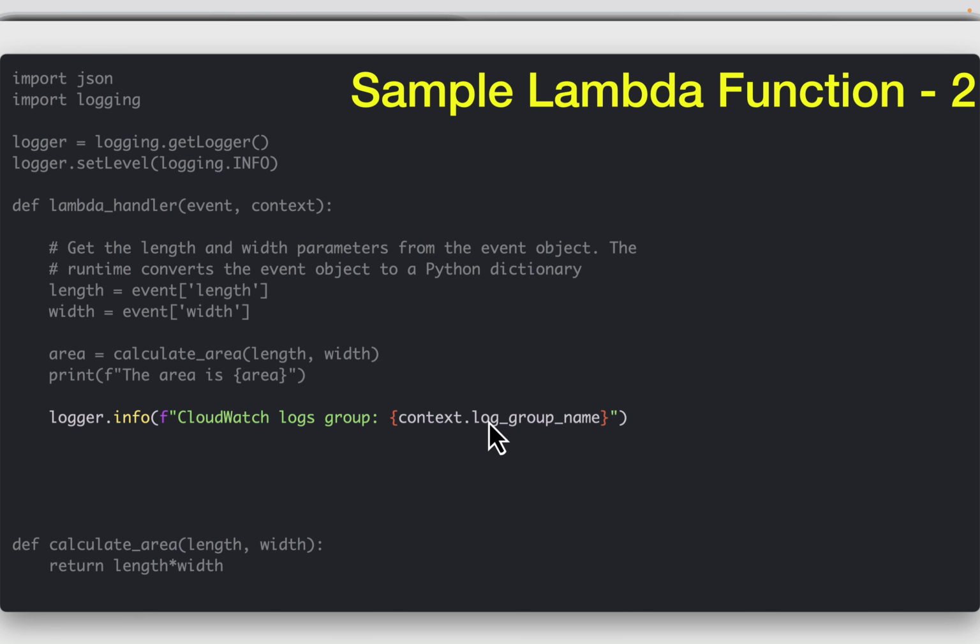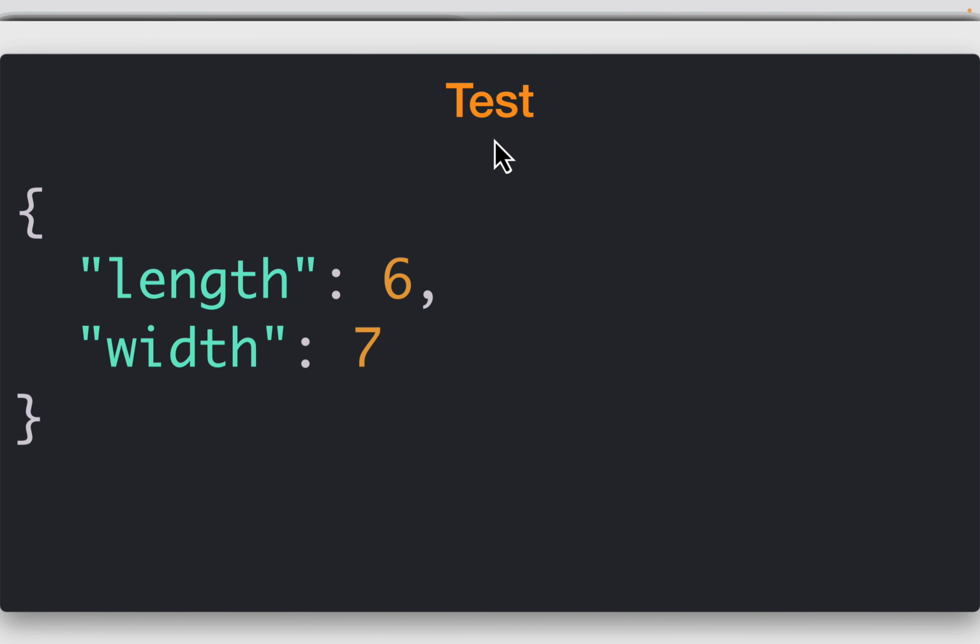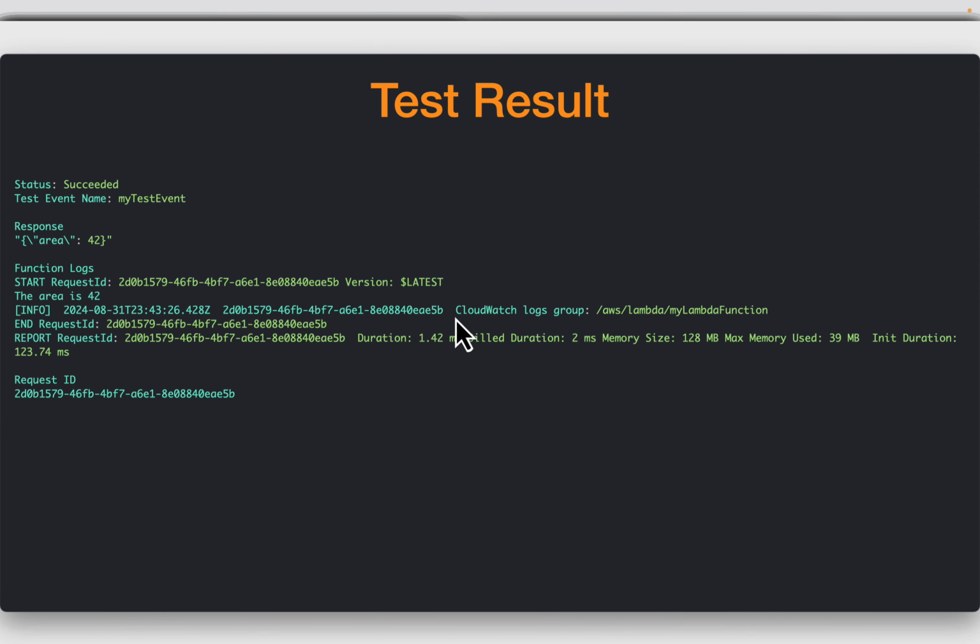We are just printing it out from the context, and returning the calculated area as a JSON string. So we are creating a data variable, area. We are constructing a JSON object, area and the actual value, and returning the JSON dump of the data variable. So this is the whole function, and to test it, we'll have an event object like length and width, and this is how the test result will look. So status succeeded, and the test event name, the response, and the logs will be printed out.